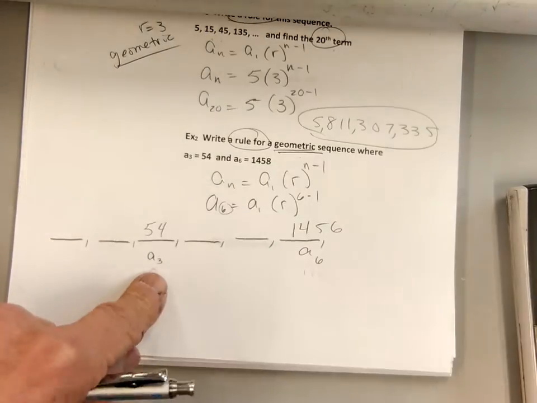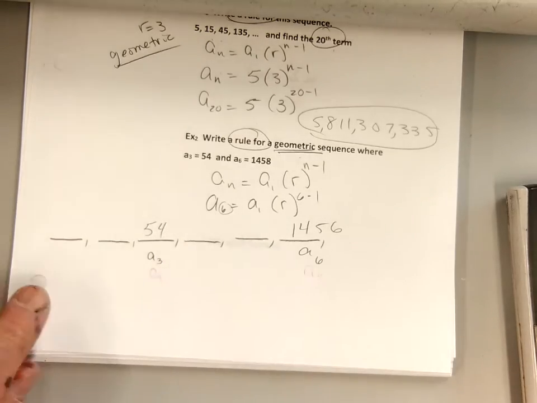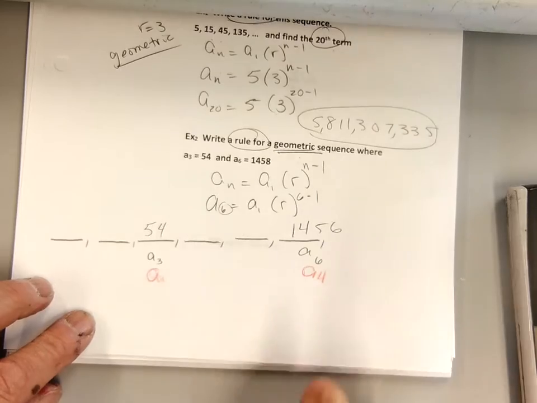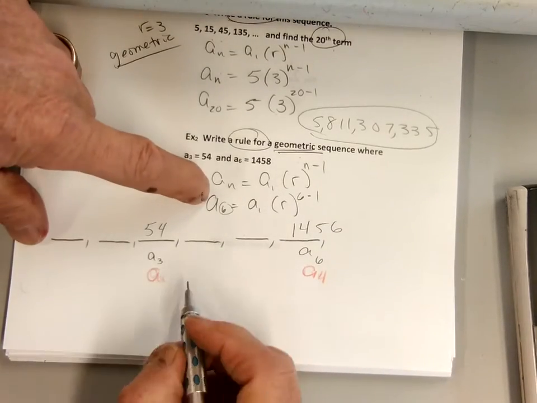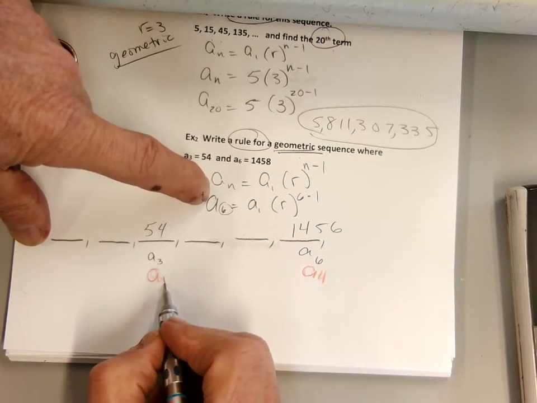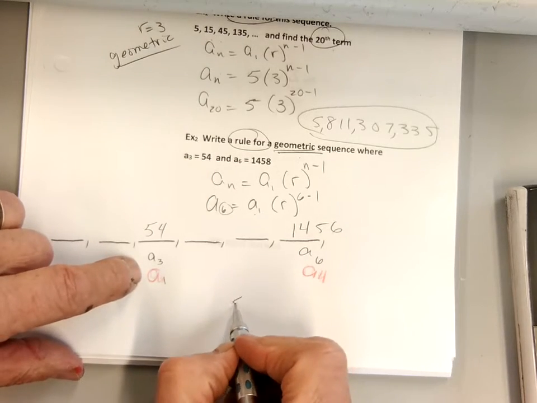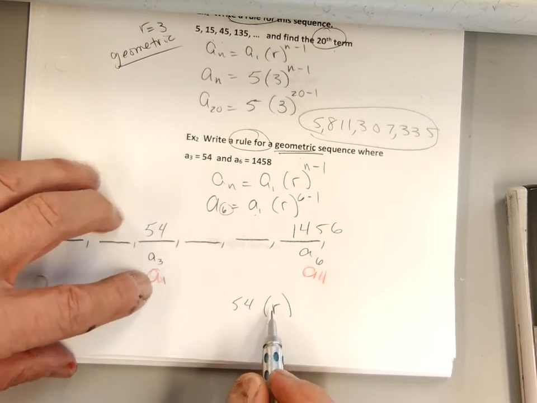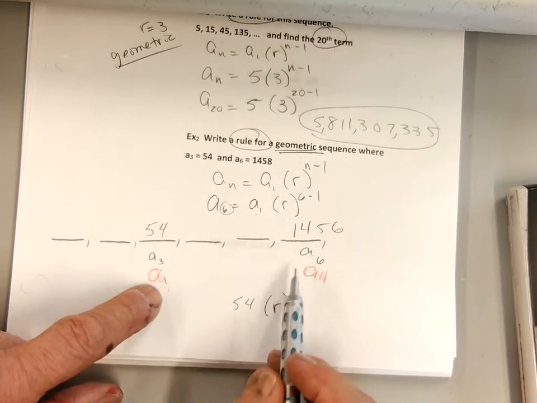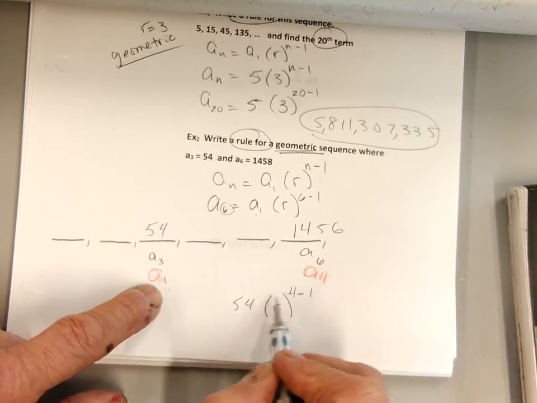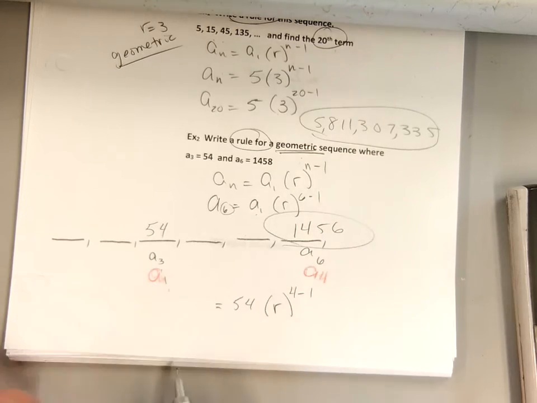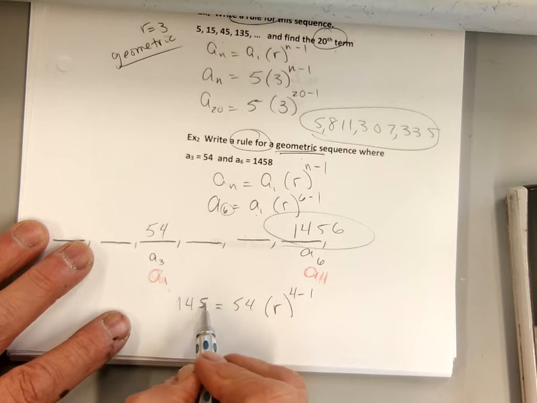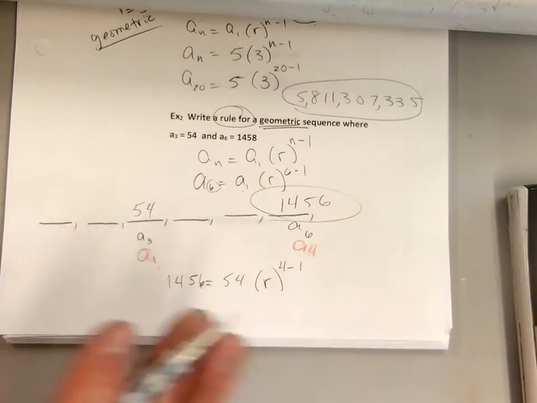I went back some. That didn't show up very well. My pen's just about dead. A1, A4. So I can use my formula and I can say A1, we'll say is 54 times R, which I don't know. And I'm going to have 4 terms from here to here. 4 minus 1. And that equals my last term, my A4, which is my 1,456, okay? And I'm going to show you what I did.